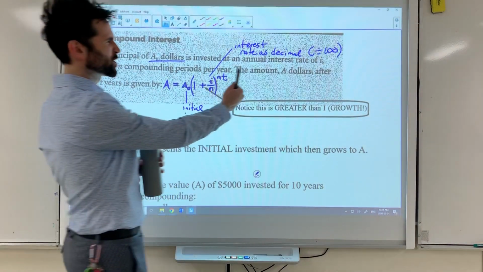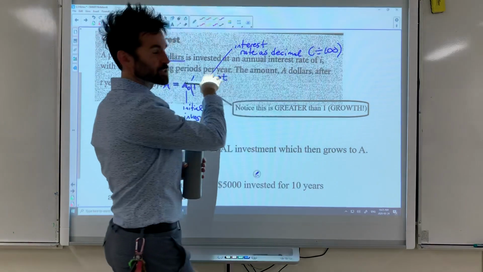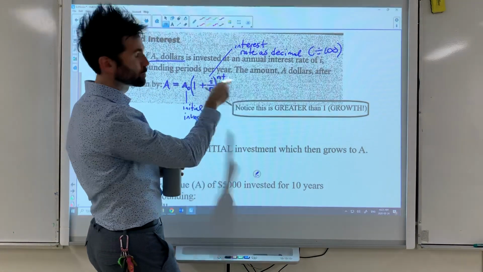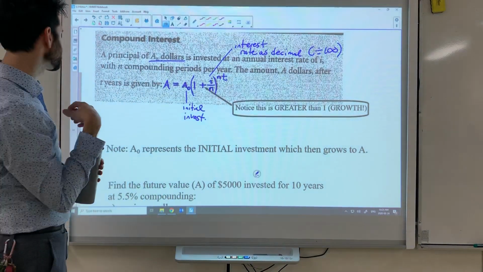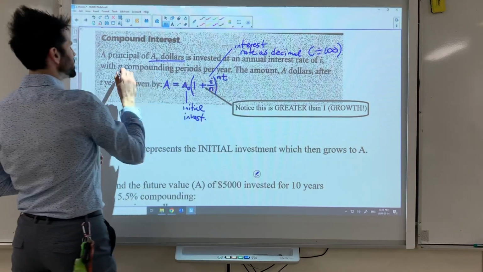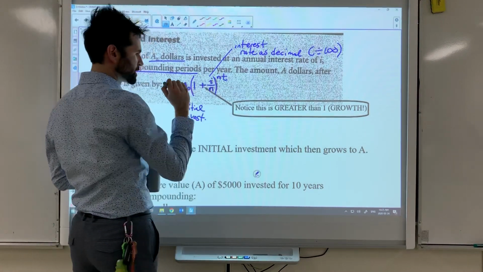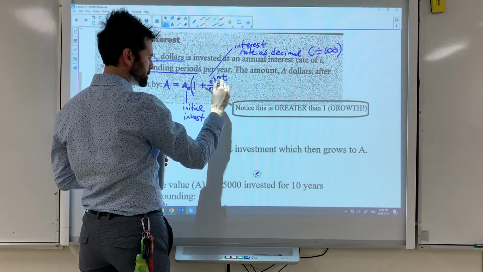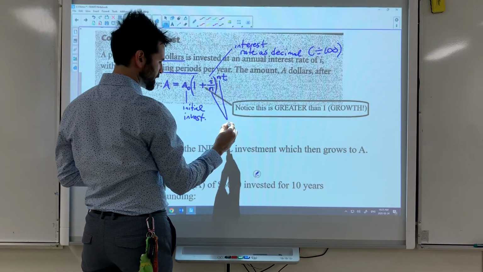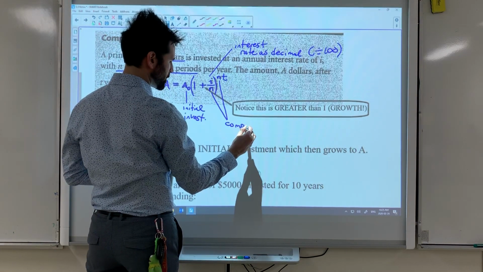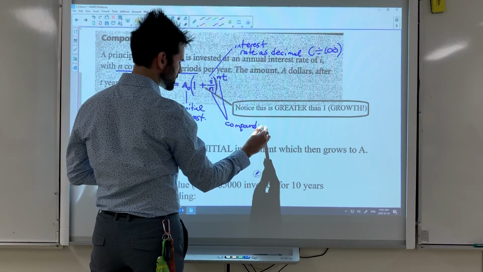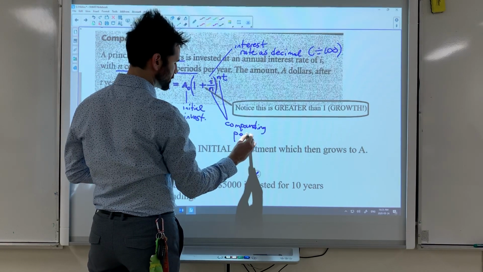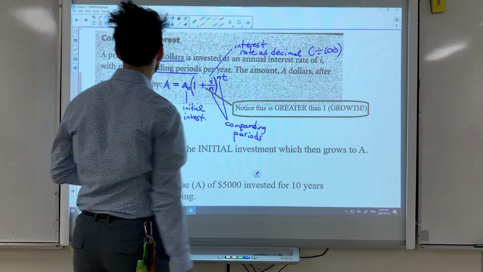So if they say the interest rate is 4%, you're going to divide by 100 and you're going to write 0.04 as the number you'd use in the formula. So interest rate i with n compounding periods per year. So n is right here. It's in 2 spots in the formula. And I'm just going to say compounding periods. We'll talk about what that means in a moment. So for now, you just know it's this thing called compounding periods.